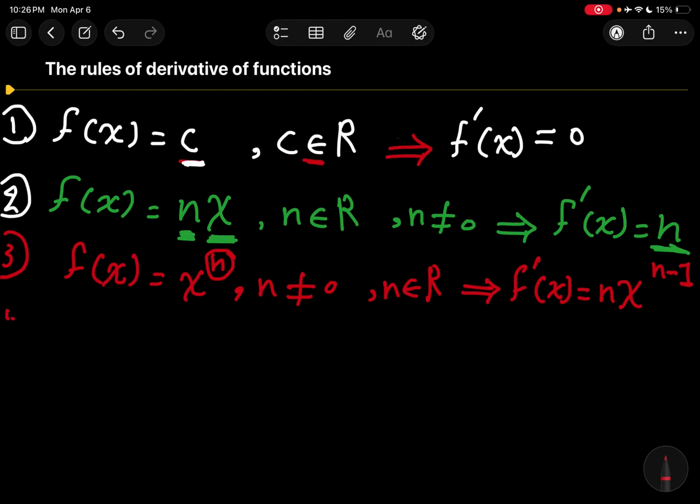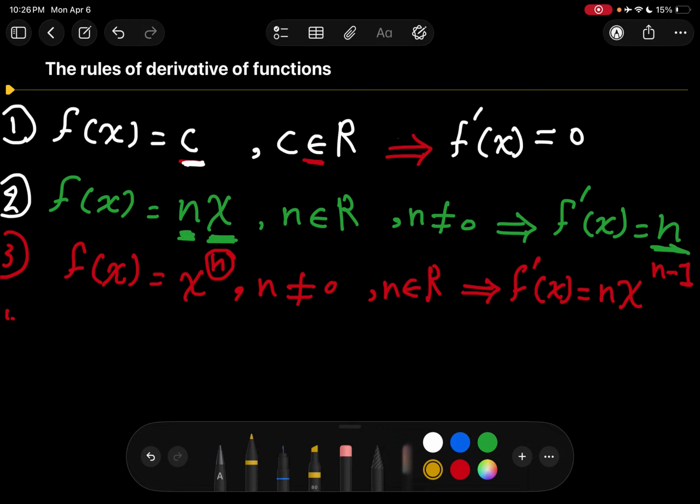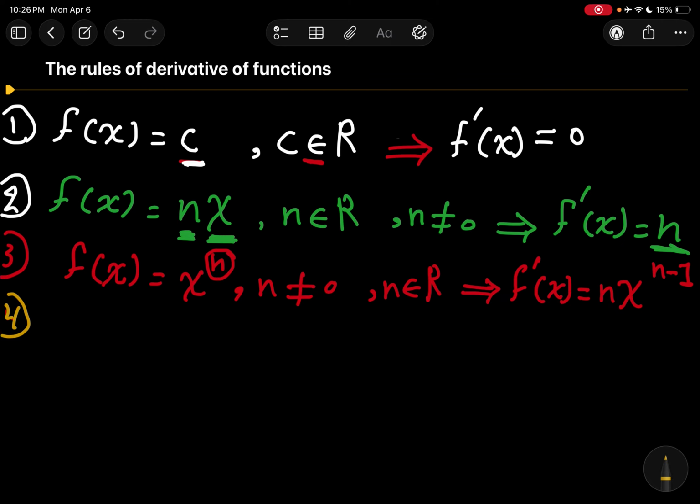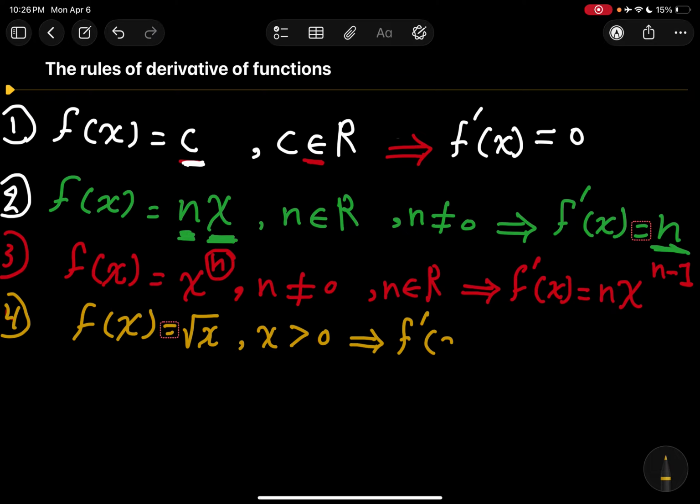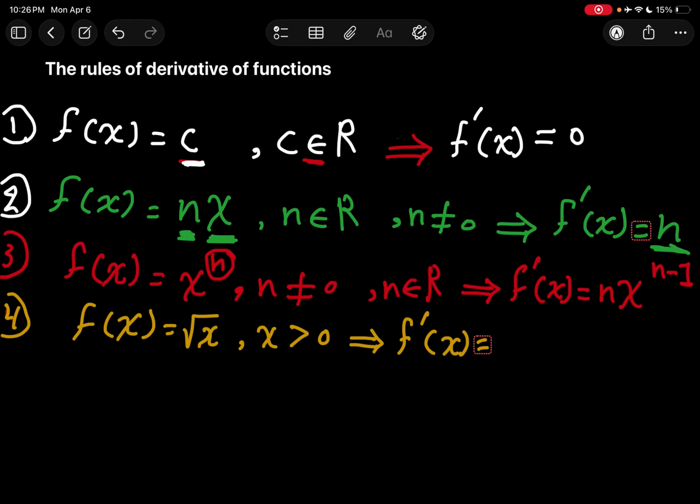Fourth rule. We have f of x equal radical of x, so x is greater than 0, okay? That belongs to f prime of x equal. So we have radical of x. What does it mean, radical of x? Look, I'm going to rewrite it here.